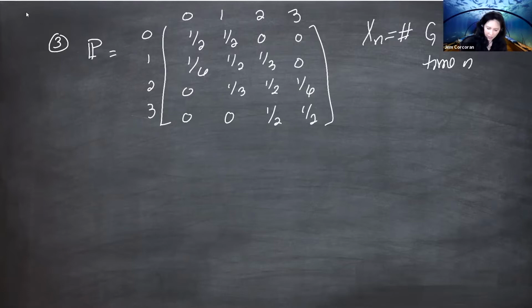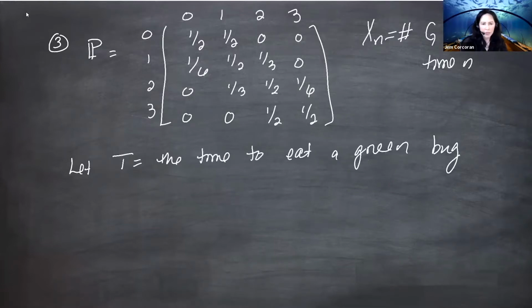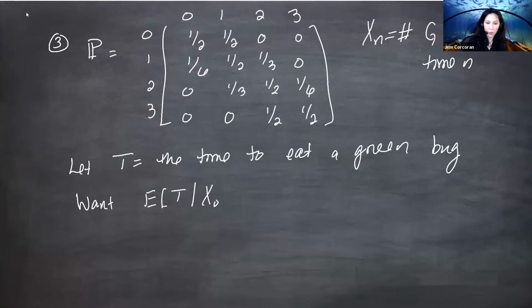So I'm going to let T be the time to eat a green bug. I want to find the expected time to eat a green bug, given that, again, the nodes are not important. So I want the expected time that a green bug is eaten, given we're starting with 1 green bug on the grid. And this is going to be a first step type analysis. It's going to be a first step analysis, but it's not exactly one of those questions. But I do want this expected value.